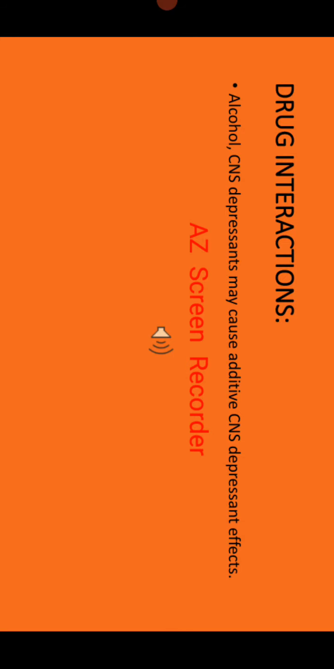Drug interactions: alcohol and CNS depressants may cause additive CNS depressant effects, and the anticholinergic effects of cyproheptadine may increase. Serotonin reuptake inhibitors, e.g. fluoxetine: the effects of serotonin reuptake inhibitors may be reversed.